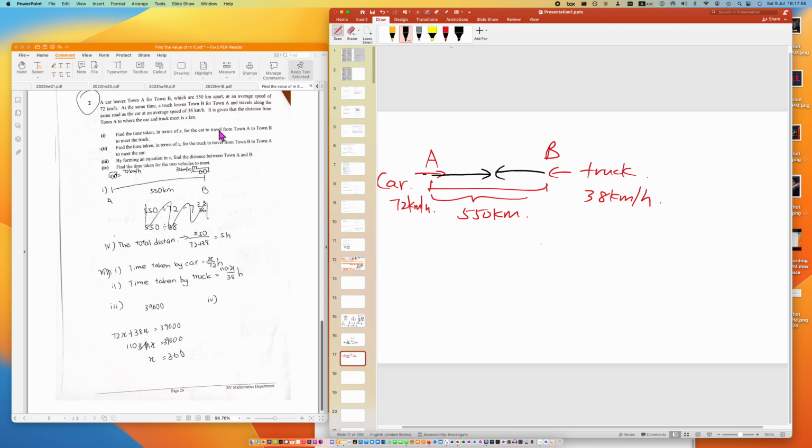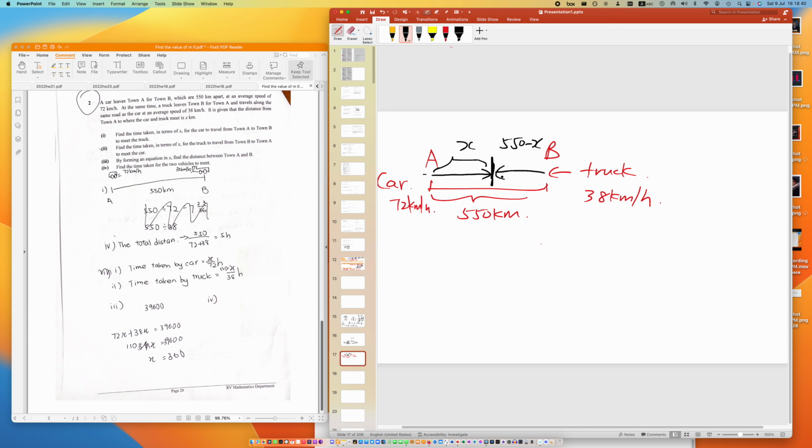Okay, so now it says what? It's given that the distance from A to where the car and the truck meet is x. So that means this is x. Okay, the point where they meet. Okay, simple sketch. So how do you find where they meet? Very simple. If this is x, this will be 550 minus x, right?